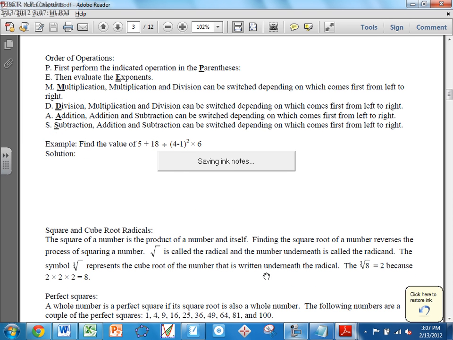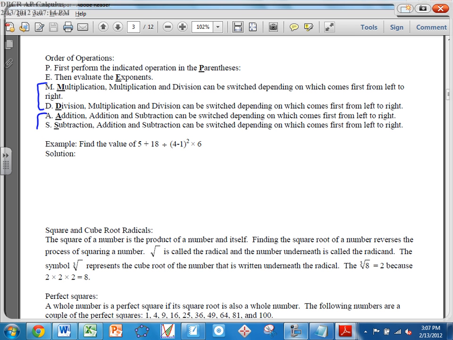Order of operations, by now I hope everybody knows, but again, make sure you lump these together. Okay? Parentheses, then exponents, then multiplication, division, and then addition, subtraction. Again, it depends on which one comes first from left to right, first or second.